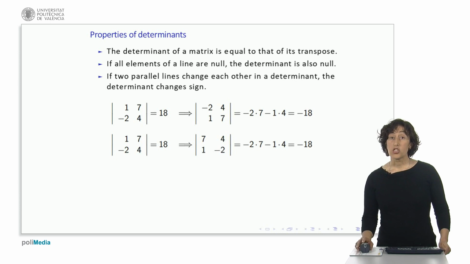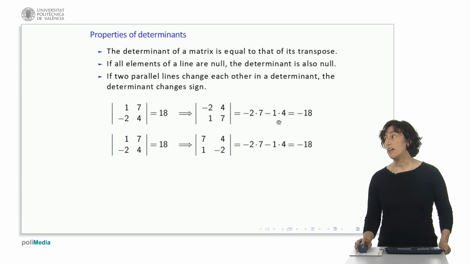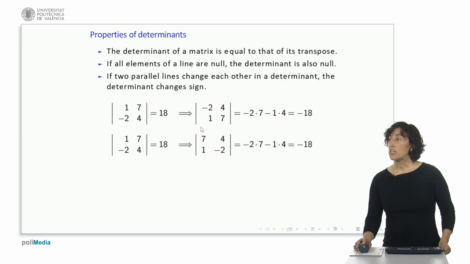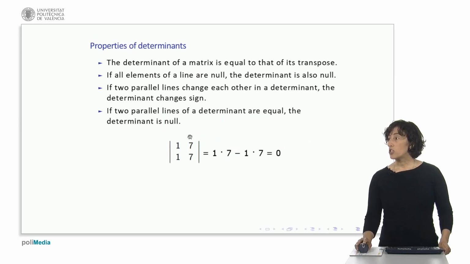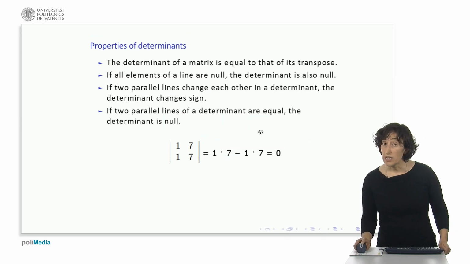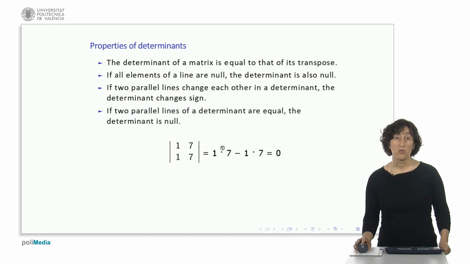If in a determinant we interchange 2 parallel lines, rows or columns, the determinant maintains the absolute value, but changes the sign. Let's see here. 1, 7, minus 2, 4 is worth 18. If I change the first and the second rows, minus 2, 4, 1, 7, then it is worth minus 18. The next property is that if 2 parallel lines of a determinant are equal, 1, 7 and 1, 7 are equal, then the determinant is directly null.